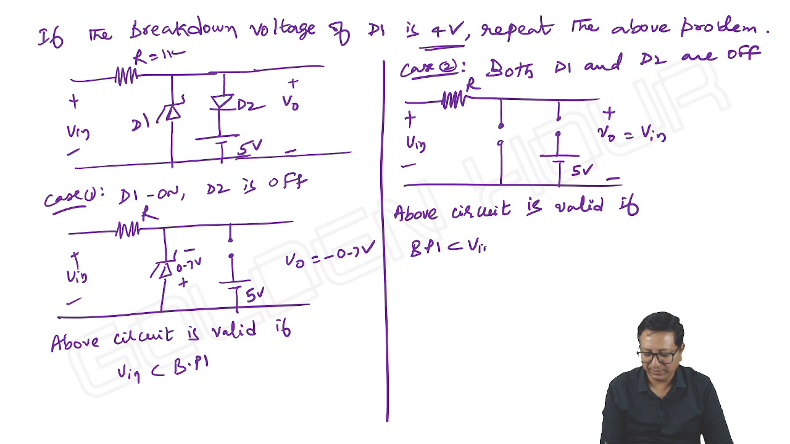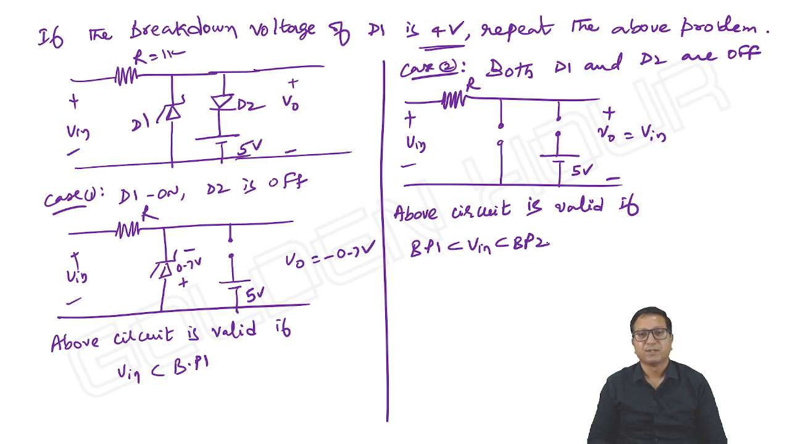Breakpoint 1 less than V input less than breakpoint 2. Okay. Next, breakpoint 2 might be 4, something like that, not 5. If input is more than 4 and less than 5, what happens? D1 undergoes breakdown, but still D2 is reverse biased. Okay. Case 3.